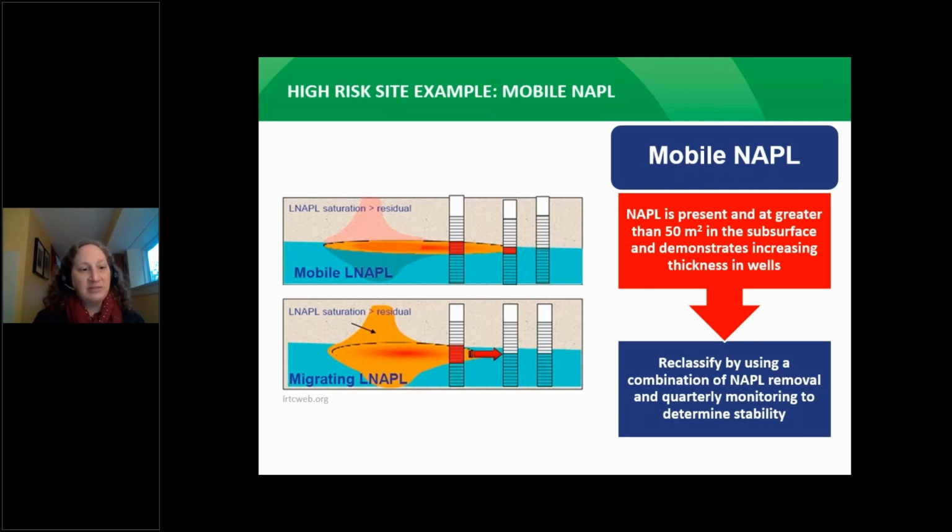This can be achieved by using a combination of NAPL remediation technologies. For example, employing a multi-phase extraction and treatment system for shallow NAPL, and then demonstrating through quarterly monitoring events that NAPL thicknesses remain stable for at least 1 year. Other lines of evidence, such as historical concentrations in groundwater, can also be used to help demonstrate NAPL stability in the subsurface. Next slide, please.